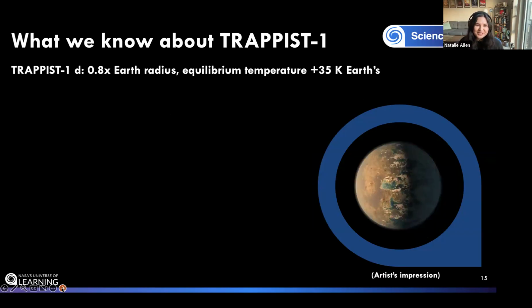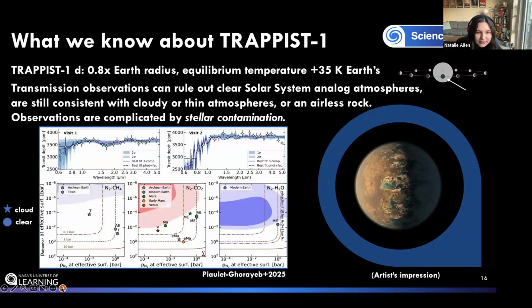TRAPPIST-1d is the third planet in the system. It's the smallest one we've talked about so far, about 80% Earth's radius. And this one is just a little bit cooler than Earth's, and it's about Venus's temperature. Next slide, please. And so this is kind of the transition in temperature where it becomes easier for us to observe in transmission, when the planet passes in front of its host star, than it is in emission, when the planet goes behind its host star, because now we're in the more temperate planets.